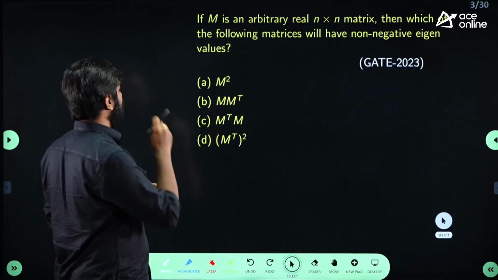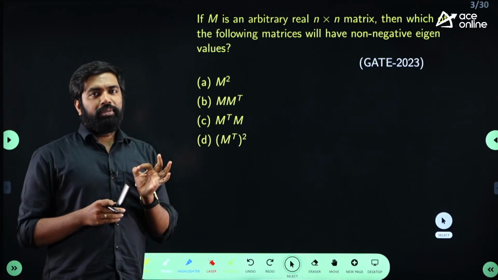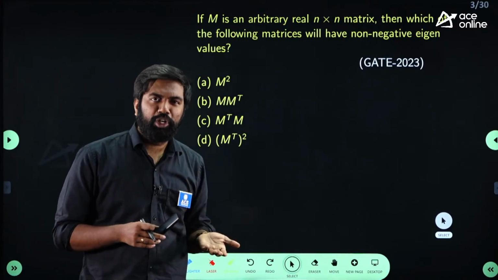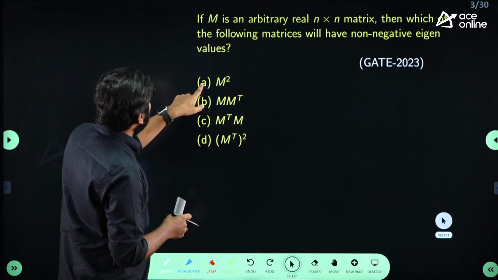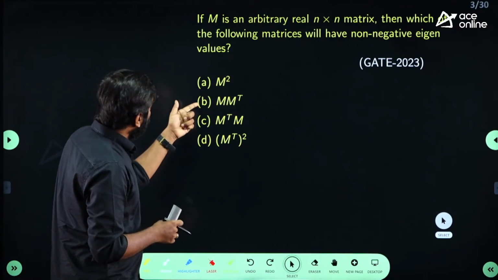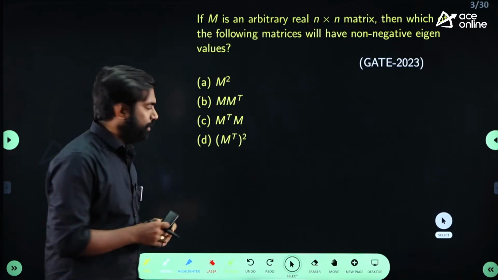Now in the options, see here, the eigenvalues of M and M transpose are same. Eigenvalues of M and M transpose are same. So in the same way, there will be a similarity between A and D. In the same way, there is a link between B and C. So let us discuss this.